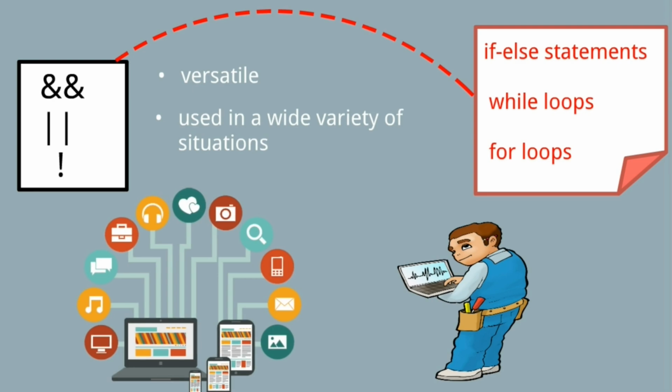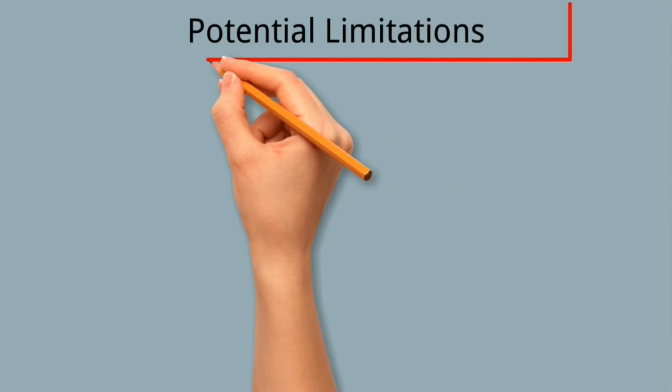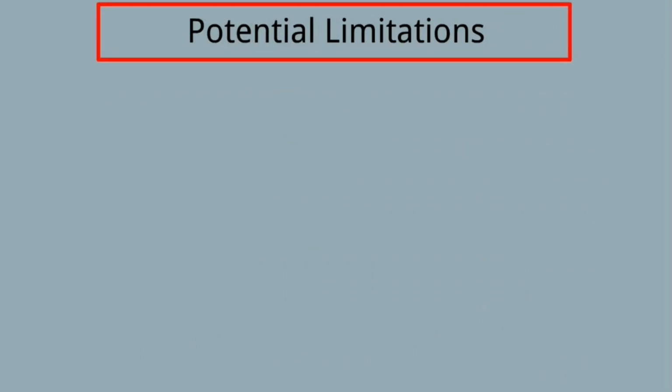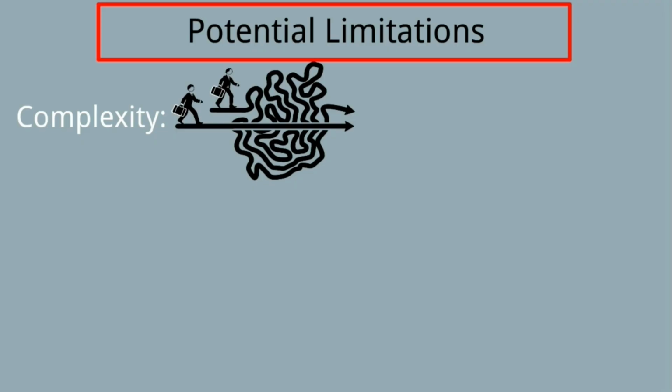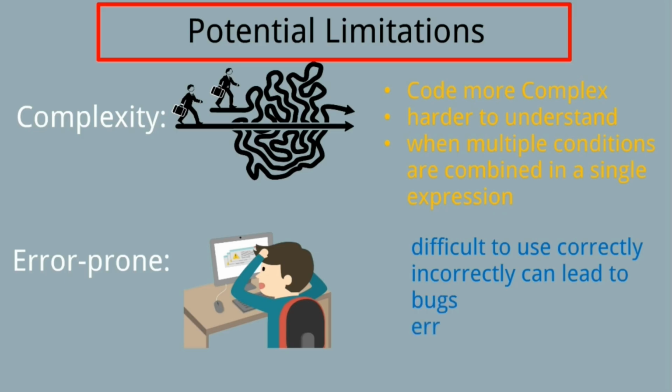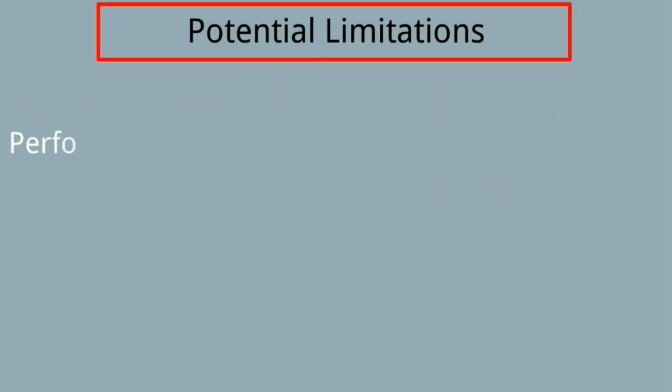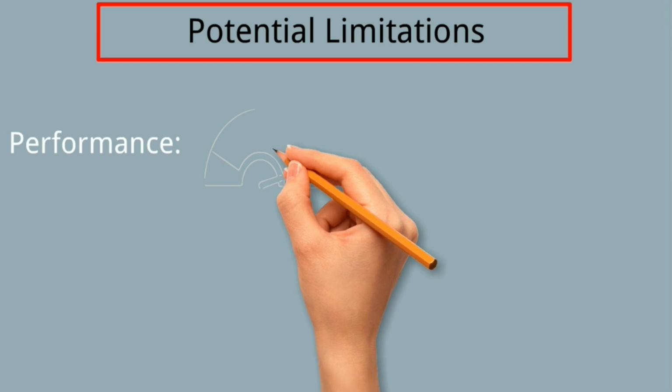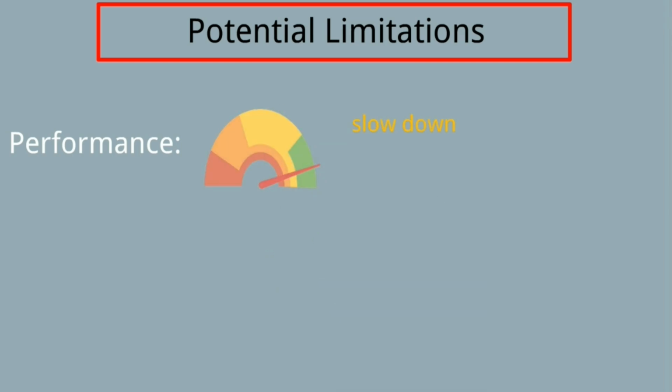There are a few potential limitations of using logical operators in Java as well, like complexity. Logical operators can make code more complex and harder to understand, especially when multiple conditions are combined in a single expression. Also, they are error prone. Logical operators can be difficult to use correctly, and using them incorrectly can lead to bugs and errors in your code. Also, performance. Using too many logical operators can slow down the performance of a program.